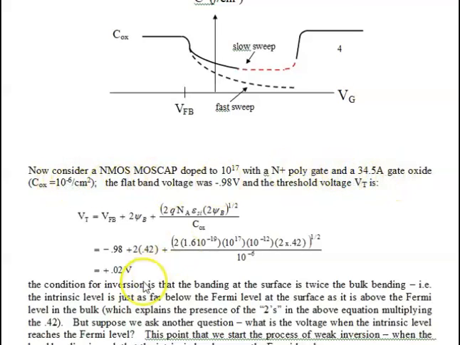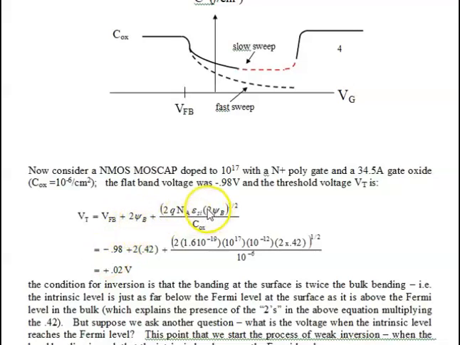Why did we use this? We use this particular value of gate oxide thickness because it gives a very nice C-ox of 10 to the minus 6 farads per square centimeter, again an areal capacitance. The flat band voltage was about minus 1 volt, and we saw the threshold voltage. We just put all that stuff in. Pretty straightforward flat band voltage.